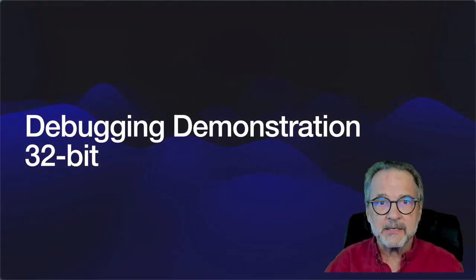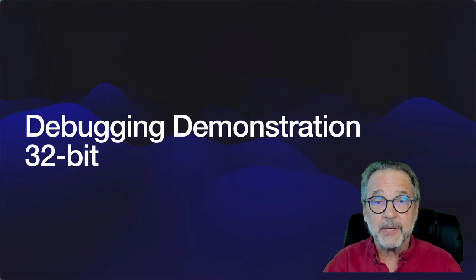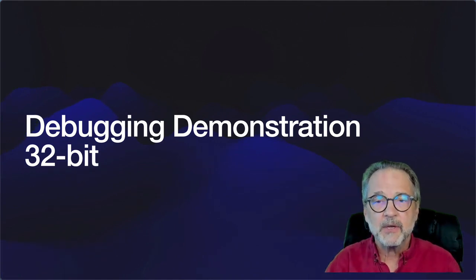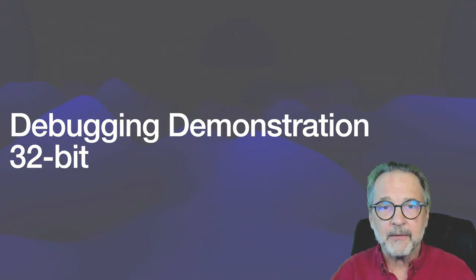Let's take a look at a debugging demonstration in 32-bit, just so you can see how to debug. Now, debugging in ARM on Linux, x86 Linux, is quite a bit different than using KDBG or DDD, as we've done in previous videos. So let's take a look at that right now.